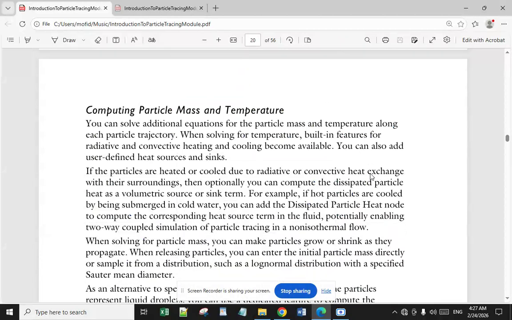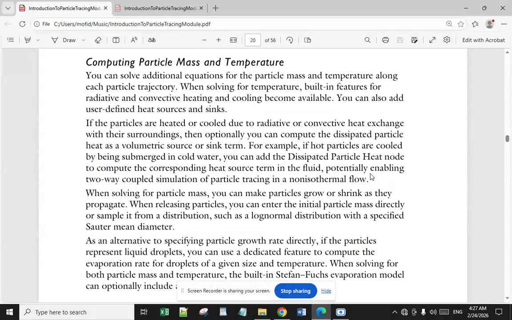Computing particle mass and temperature. You can solve additional equations for the particle mass and temperature along each particle trajectory. When solving for temperature, built-in features for radiative and convective heating and cooling become available. You can also add user-defined heat sources and sinks if the particles are heated or cooled due to radiative or convective heat exchange with their surroundings. Then, optionally, you can compute the dissipated particle heat as a volumetric source or sink term.